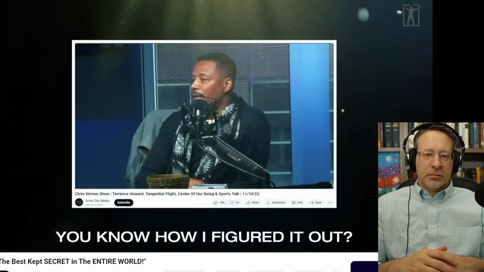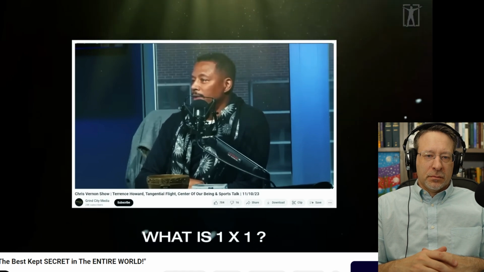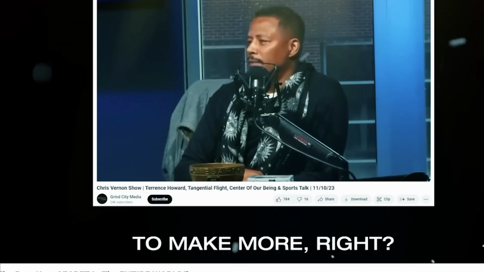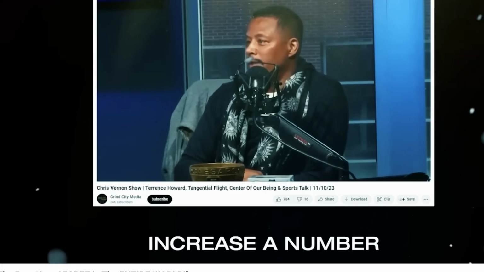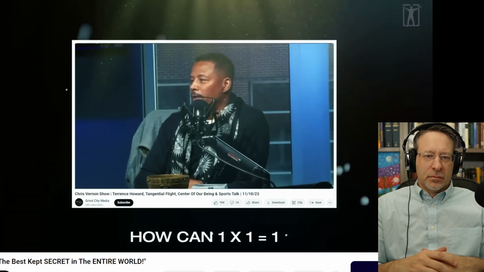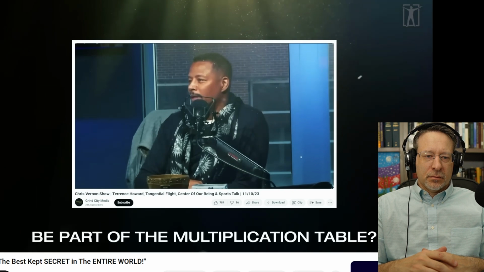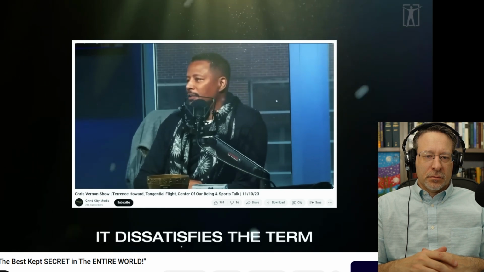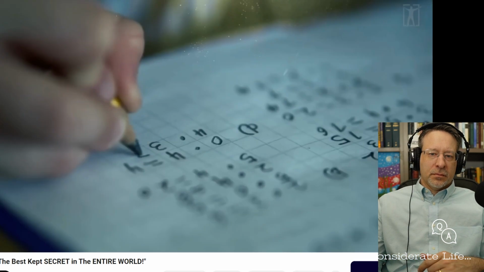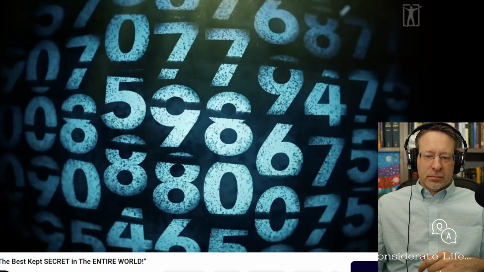Do you know how I figured it out? What's 1 times 1? 1 times 1 is 1. To multiply means to do what? To make more, right? Yes. Increase a number? Yes. Multiply? Yes. How can 1 times 1 equaling 1 be part of the multiplication table? It was to satisfy the term multiply. It doesn't multiply. Terrence explains that multiplication involves making more or increasing in number.